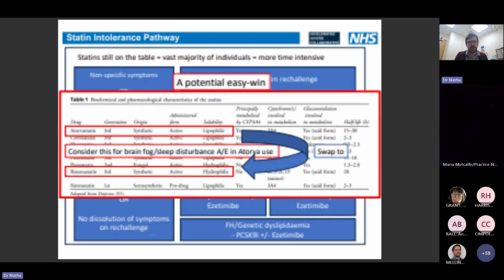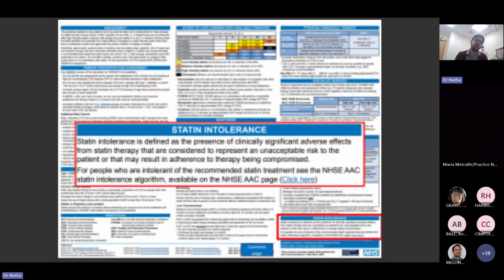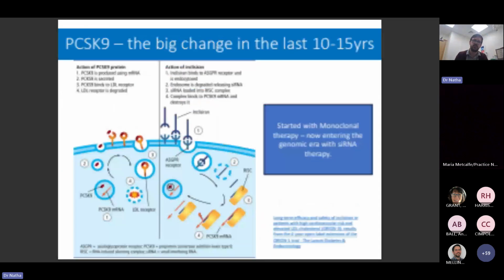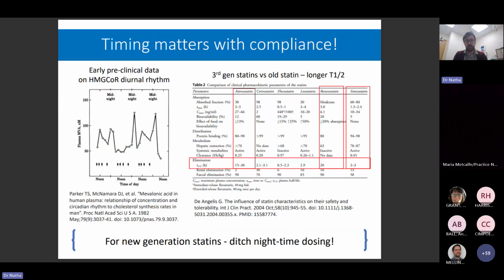The other reason, and apologies for flipping back through slides, but one thing I didn't present from an earlier slide was this slide here. Treatment compliance and concordance is such an important component of statin intolerance.